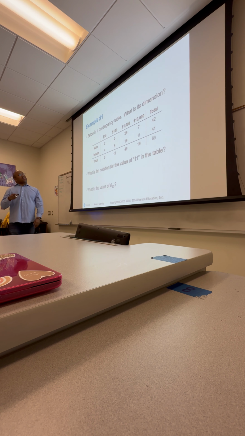Okay. So yeah. So this is a 2 by 4 contingency table. Remember, when you talk about the dimension of the contingency table, you don't include the total row or the total column. Is everybody with me? Only where the observed frequencies are. So 2 by 4. Okay.